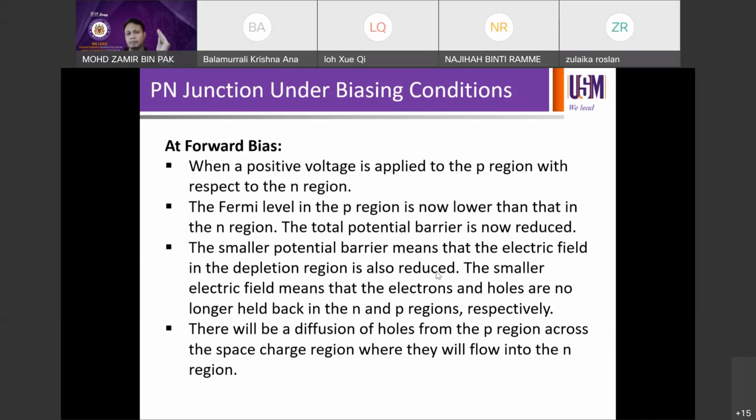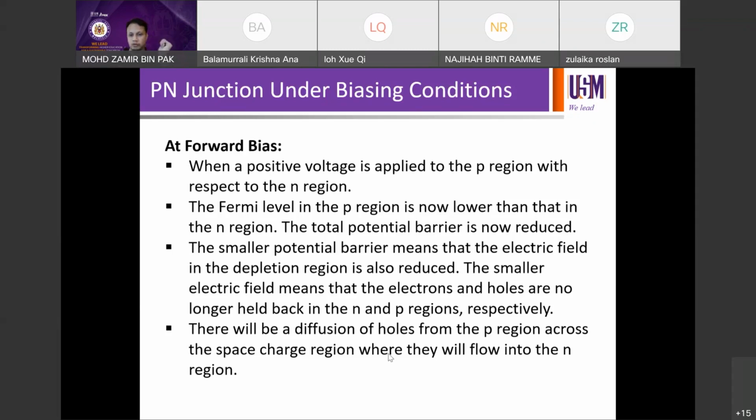You are actually opposing the presence of the electric field due to the built-in voltage earlier on. Okay, you try to cancel out the electric field present due to the TE condition. The smaller field means electrons and holes are no longer held back in the P and N type region respectively, and they can start crossing.